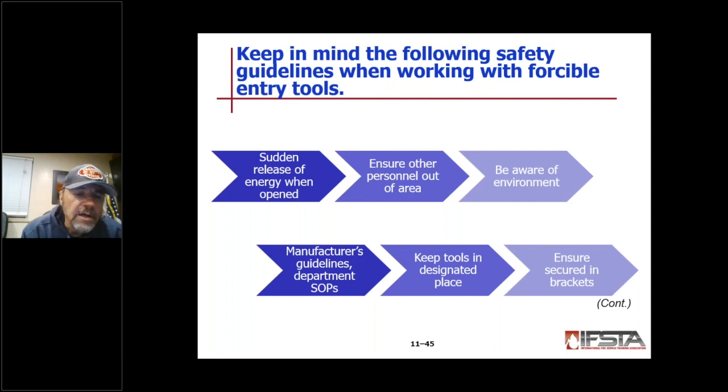So, sudden release of energy when something is opened. If you're forcing a door, the door is going to fly open potentially. So you want to control that. You want to make sure that if you know somebody is behind the door, you're controlling that door so it's not flying out and creating potential injury. Being aware of the environment, manufacturers' guidelines and departments' SOPs.